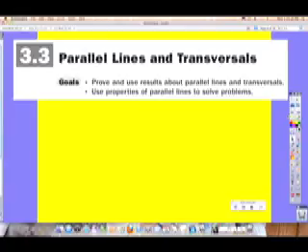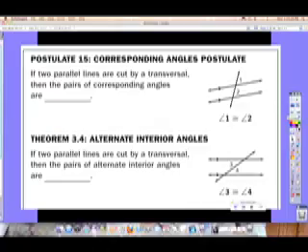Okay, so we're going to use parallel lines. We'll use transversals, properties of parallel lines. Here we go. Part in your notes, it's all about these postulates. So check it, we can look at the pictures and I can teach you from the pictures. So here we go. This very first one is about corresponding angles.